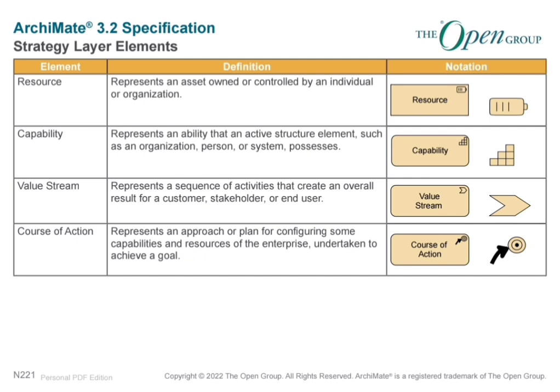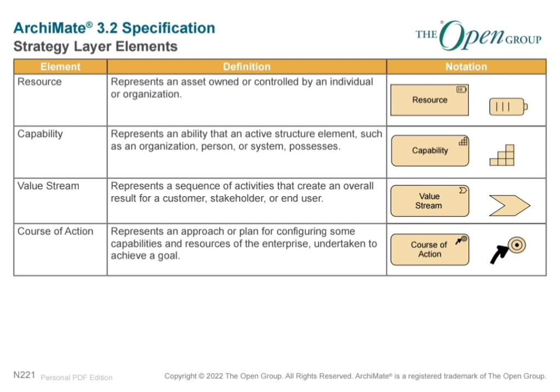And value stream, that sounds important. It is. A value stream describes a sequence of activities that create a specific result for a customer or stakeholder, often cuts across different parts of the organization. Okay. And then course of action, which is basically a plan or approach that configures those capabilities and resources together to achieve a specific goal.